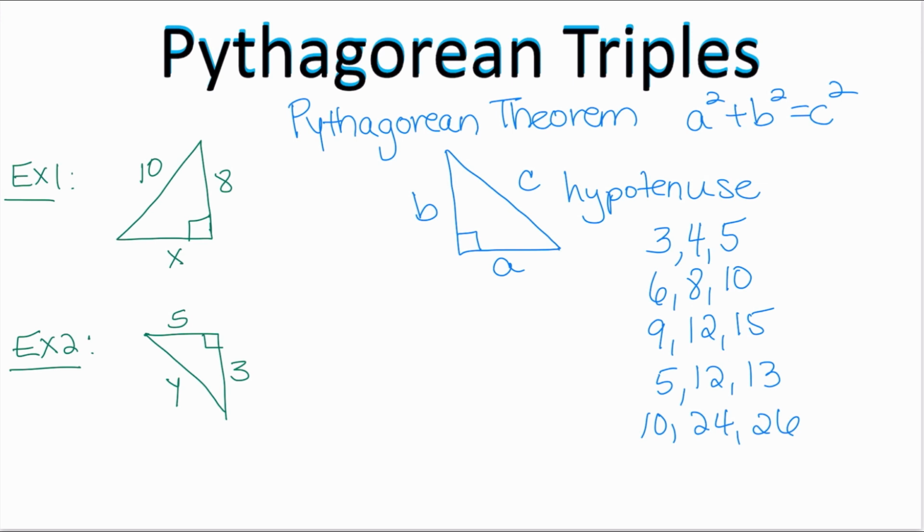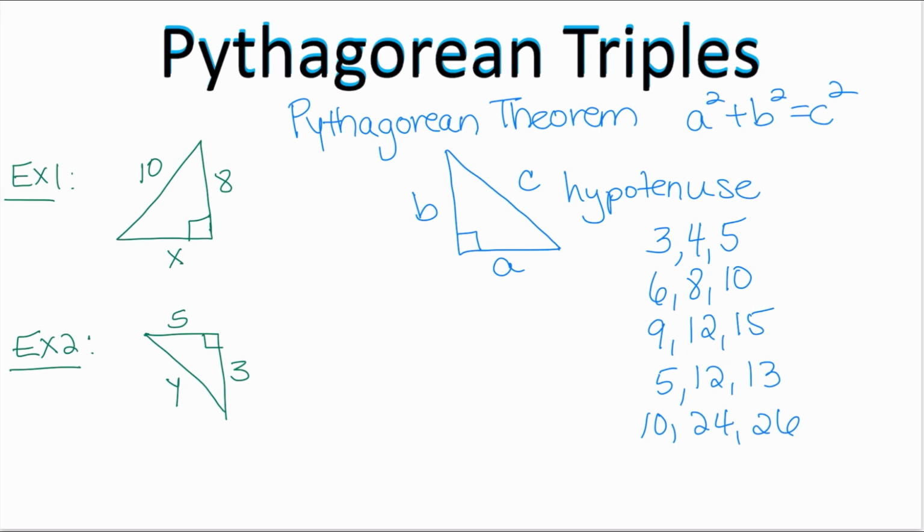The first one, of course, is 3, 4, 5. In a 3, 4, 5 triangle, 3 squared plus 4 squared always equals 5 squared. If 3, 4, 5 is a triple, so is any multiple. So if you were to double 3, 4, 5, you get 6, 8, 10. And if you were to substitute that into the Pythagorean theorem, you will see that in fact 6 squared plus 8 squared does equal 10 squared.